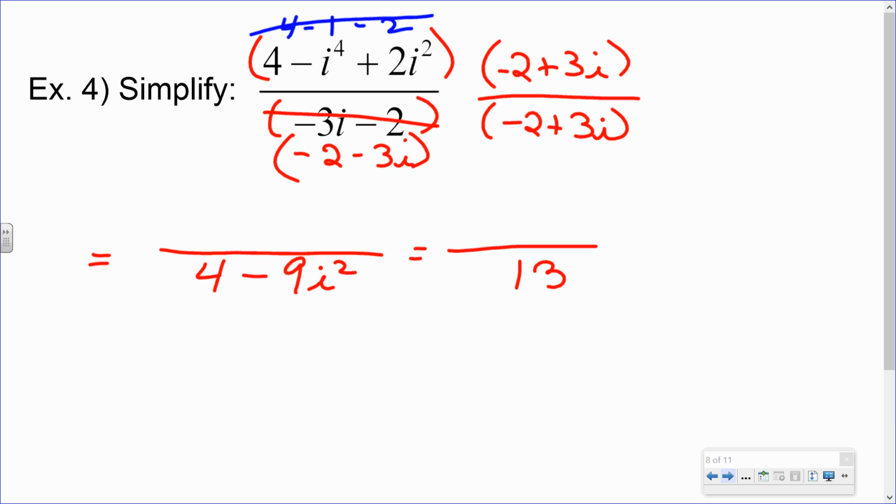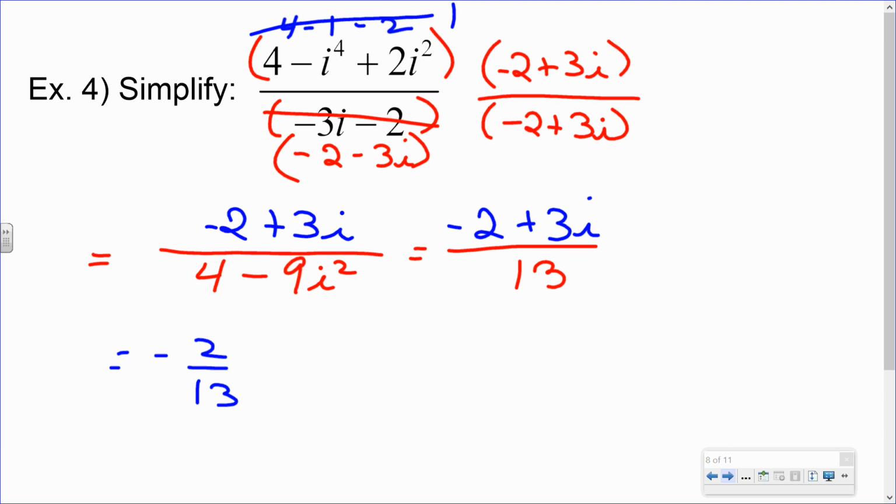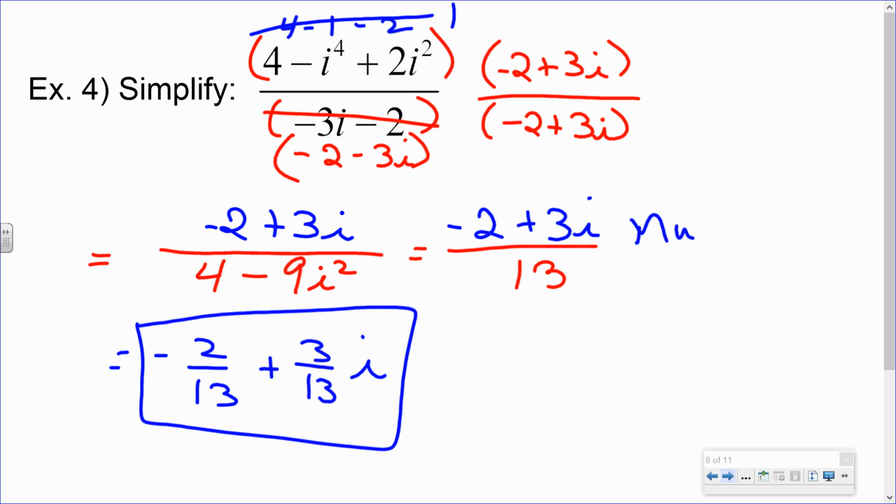Oh, now it's really a hard problem. Can I multiply 1 times this parentheses? Negative 2 plus 3i. It is not okay to leave it like that because it is a complex number. We must separate the complex number into the real part, so negative 2/13 plus 3/13 times i. So we must write it separately.